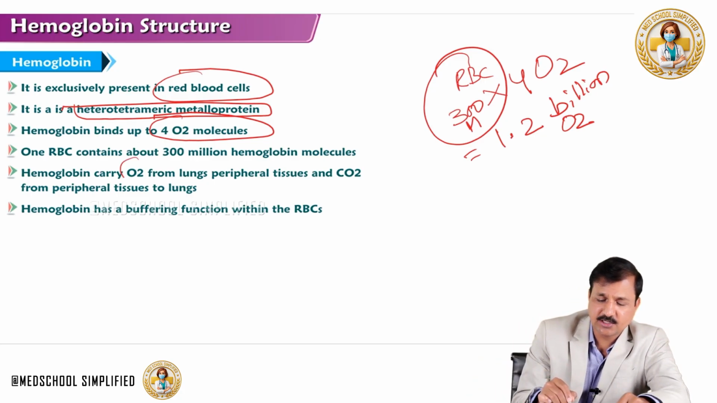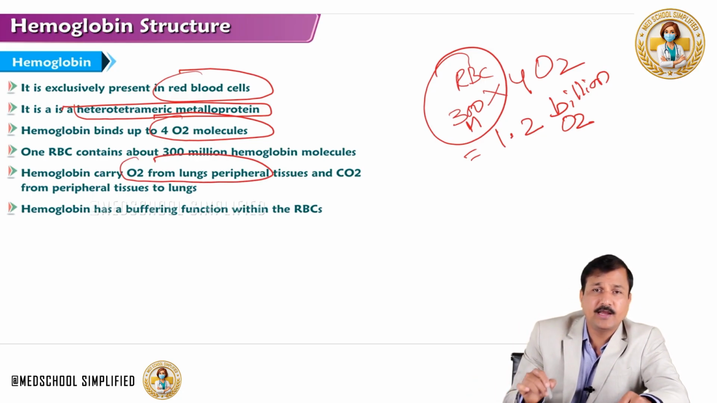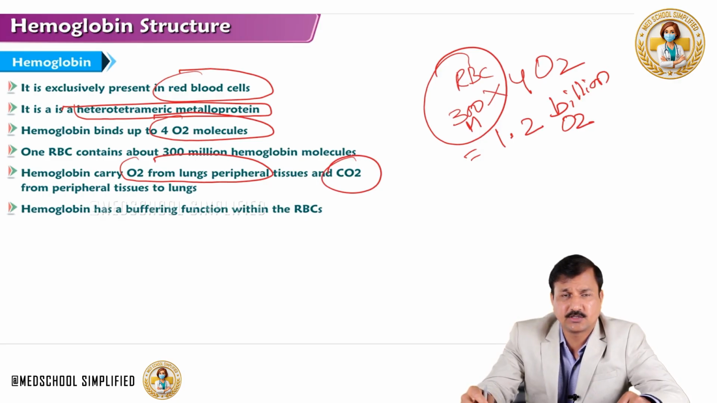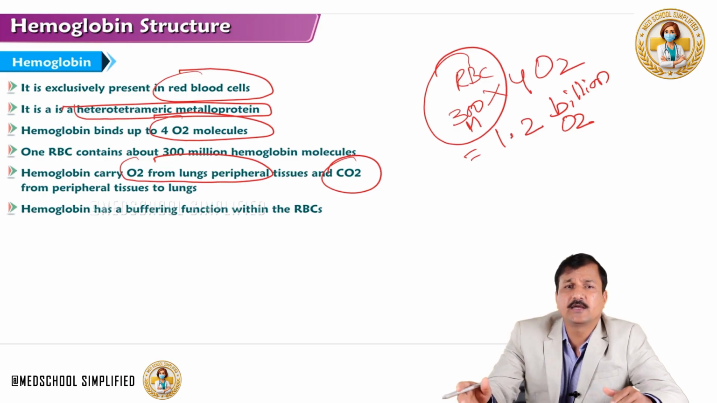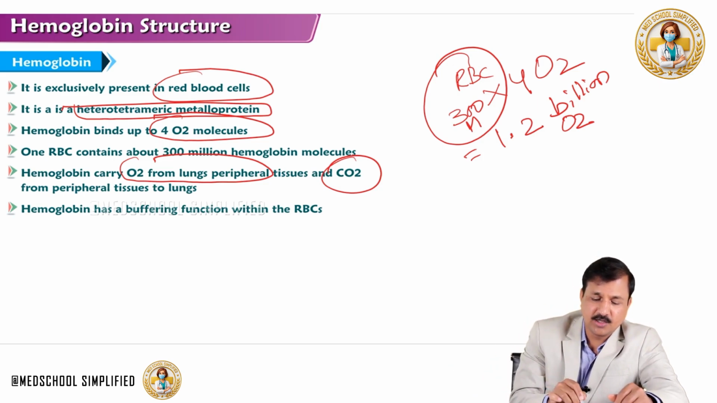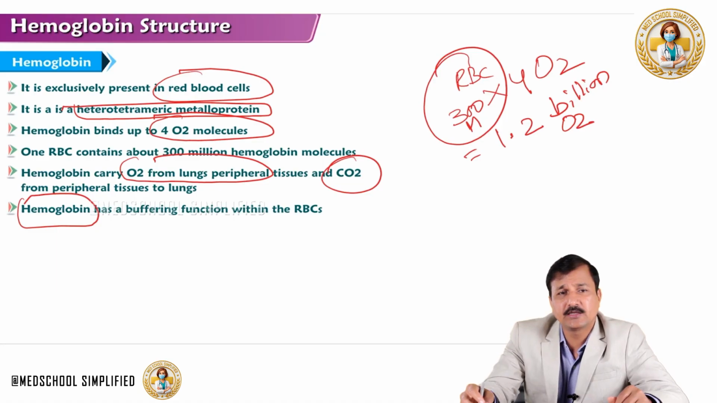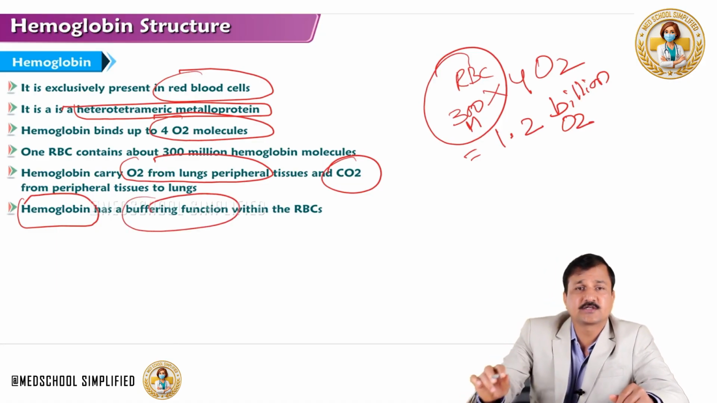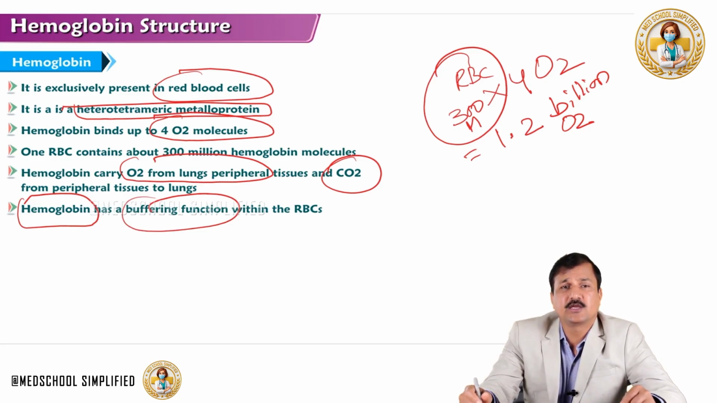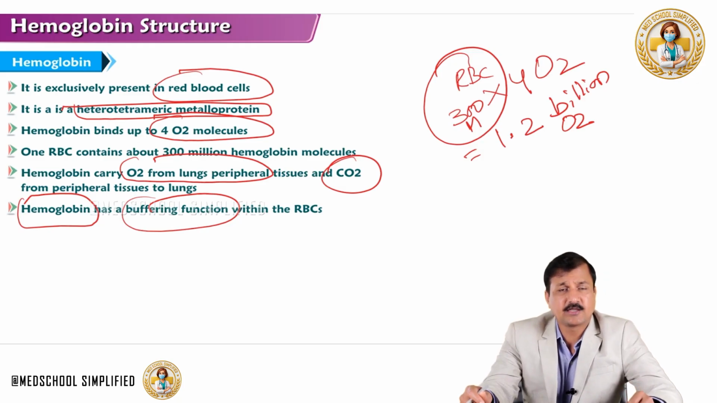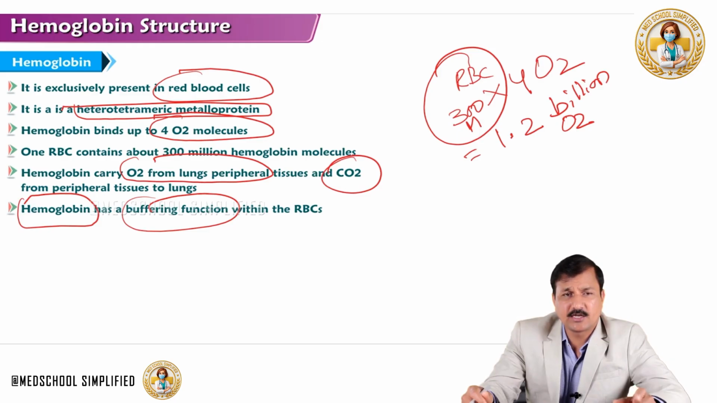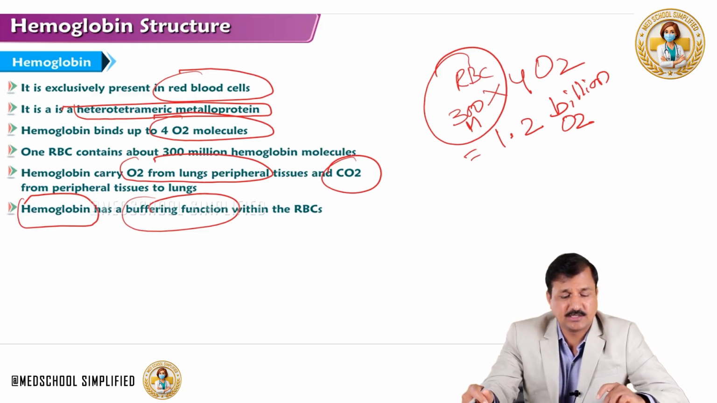So hemoglobin carries oxygen from the lungs to the peripheral tissues, while on its way from the peripheral tissues to the lungs, it carries carbon dioxide back to the lungs. So hemoglobin is a carrier of oxygen from lungs to peripheral tissue, and a carrier of carbon dioxide from peripheral tissues to the lungs. And not only that, hemoglobin in the red blood cell has a buffering function, so that it maintains a normal pH in the red blood cell. The buffering function of hemoglobin largely comes from the presence of histidine within it.